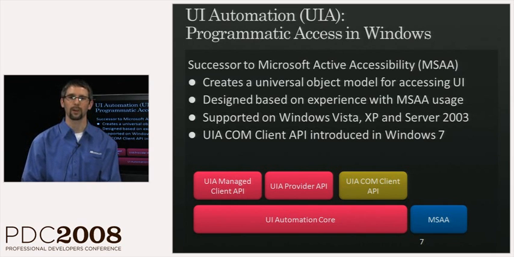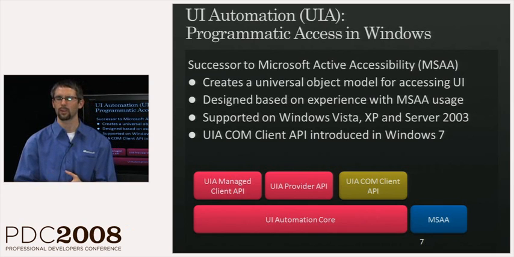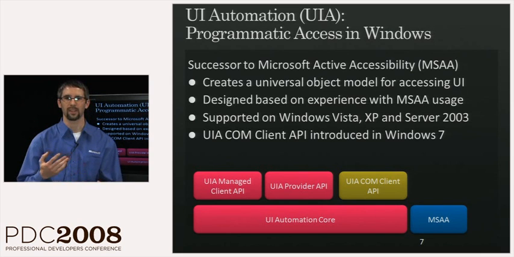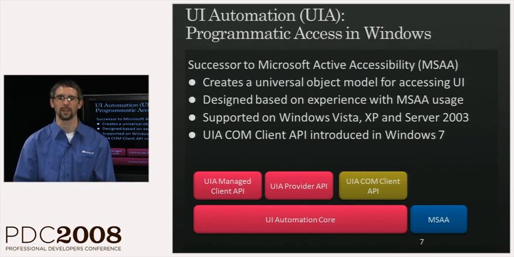UIA creates a universal object model for UI. So no matter where the UI is coming from, whether it's a WPF application or a Win32 app, even a web app running in a browser, it always appears the same. You can use the same object model and interact with that UI in precisely the same way. We built it based on our experience with MSAA, so many of the limitations in MSAA, if you've run up against them, have been solved in UIA. It's a much nicer experience.